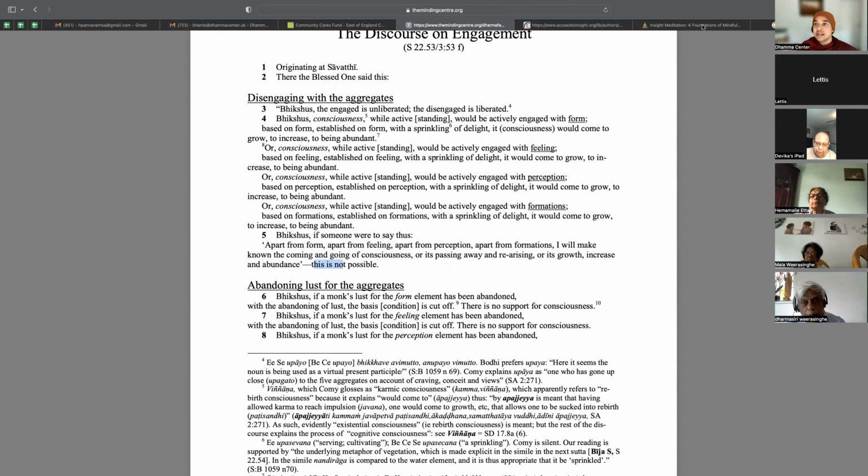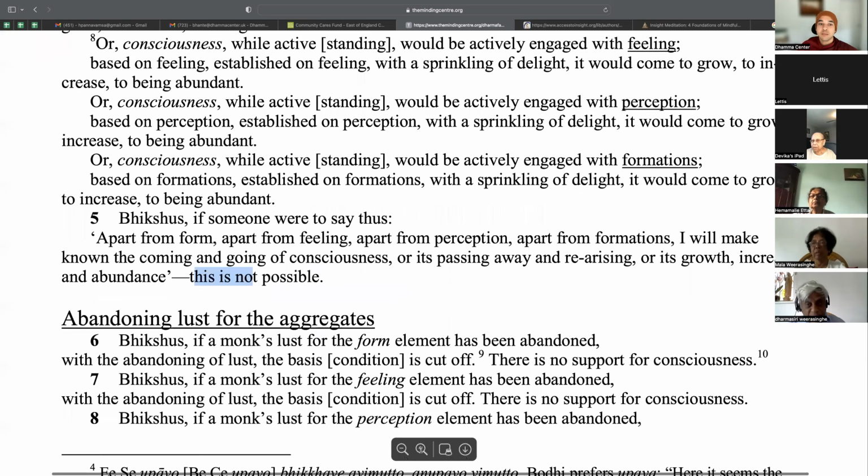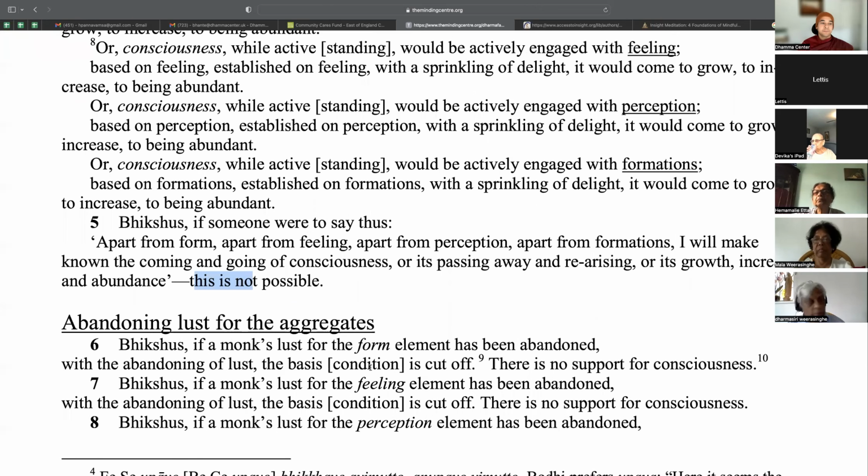I'll read it again. Yes, Dhansiri? Can you increase the size of the text? I will. Yeah. Is that enough or more? Okay.